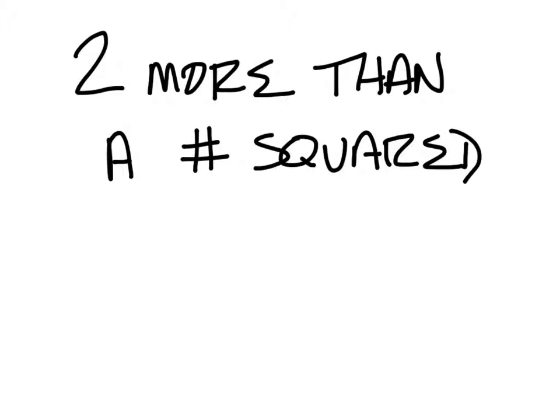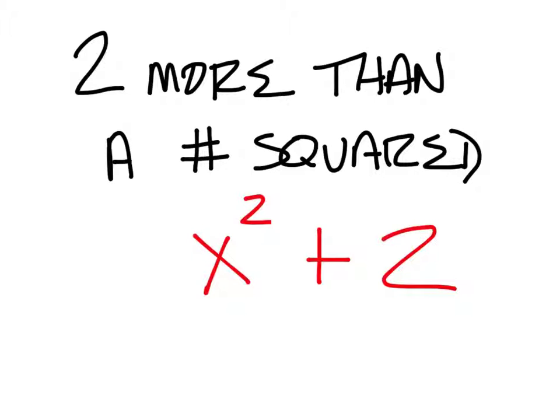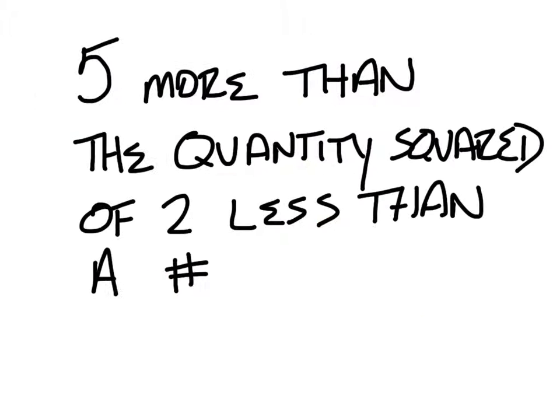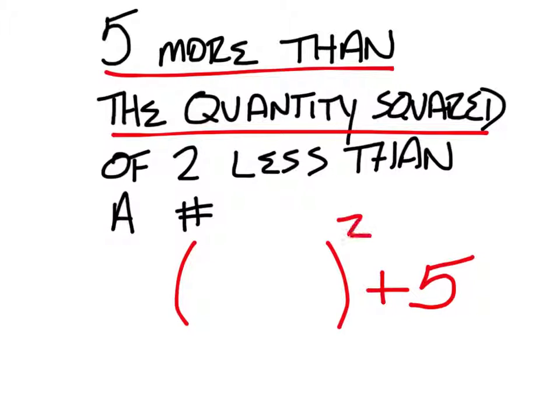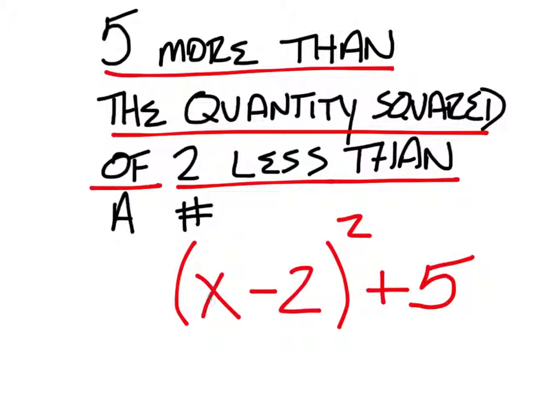Try this one and bring it up. 2 more than means plus 2 on the right. 2 more than a number squared. So x squared plus 2 should be it. 5 more than means you're going to have plus 5 on the right. 5 more than what? The quantity squared. Of means we're now inside. 2 less than is minus 2. And a number. We'll put x in front.